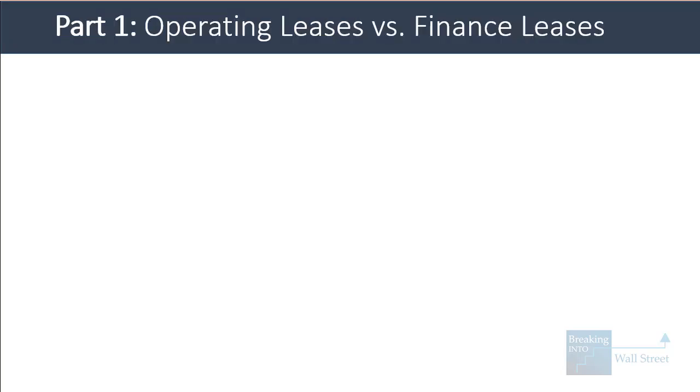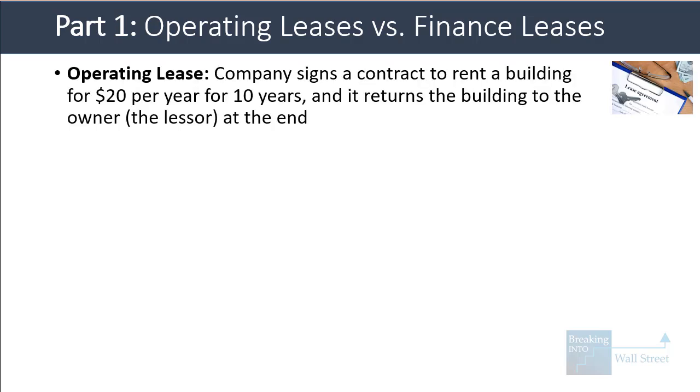So let's start with operating leases versus finance leases, because this is very important to know, especially if you're working with US-based companies. With an operating lease, a company signs a contract to rent a building or equipment or a factory or something else. And it will agree to a fixed annual payment, or maybe a payment that increases each year, but it agrees to a certain payment schedule upfront for a certain number of years. When that period ends, it returns the building or equipment or factory to the owner, the lessor, at the end.